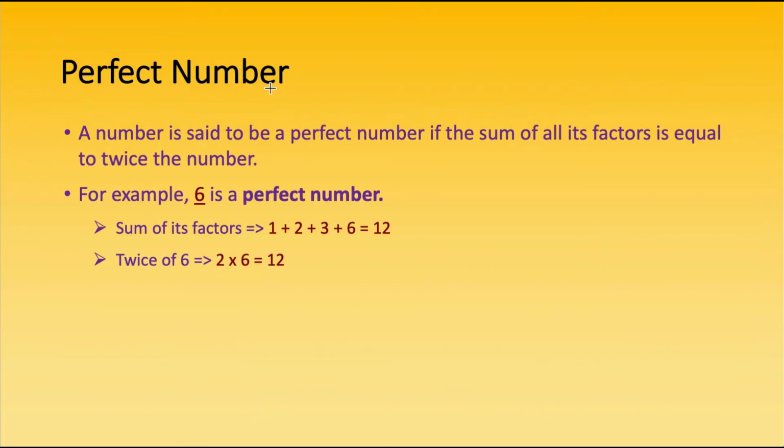Next, perfect number. A number is said to be a perfect number if the sum of all its factors is equal to twice the number. So we have the number 6 over here, which is a perfect number. Sum of its factors, these are the factors of 6, और इसका sum क्या है 12, and twice of 6 is equal to 12. So ये दोनों equal है. That is why number 6 is an example of a perfect number.